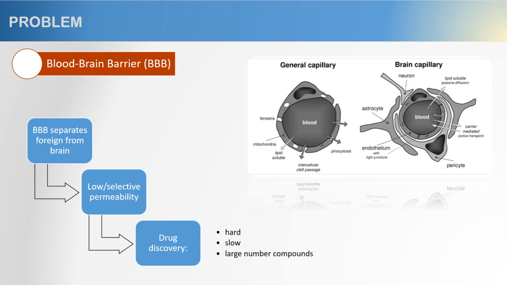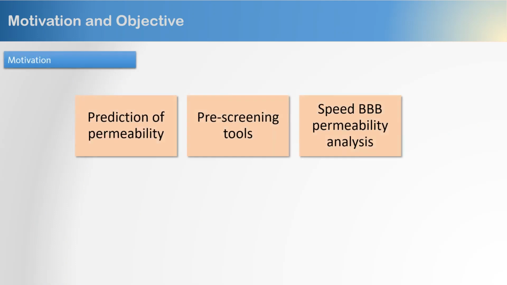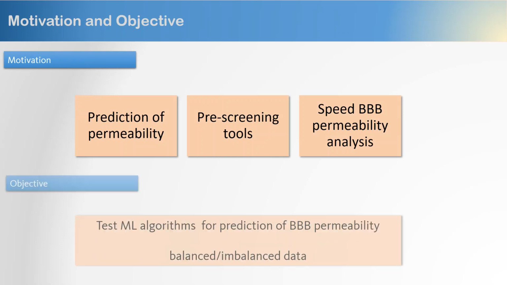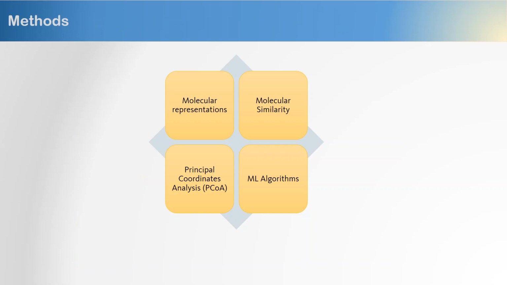This barrier is a major problem because it acts as an almost impenetrable, highly selective membrane to which 95% of molecules show poor or no permeability. Drug design is thus very difficult, requiring a large number of molecules. Therefore, it is of paramount importance to develop prediction and pre-screening tools for large chemical databases. The aim of this work is to test different machine learning approaches in both balanced and imbalanced datasets.